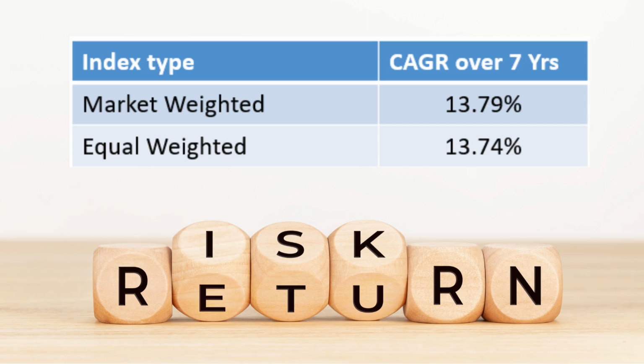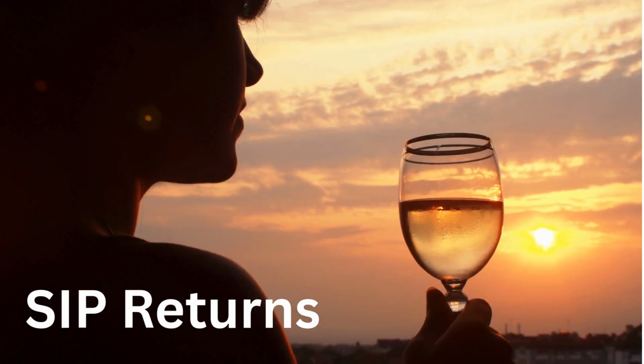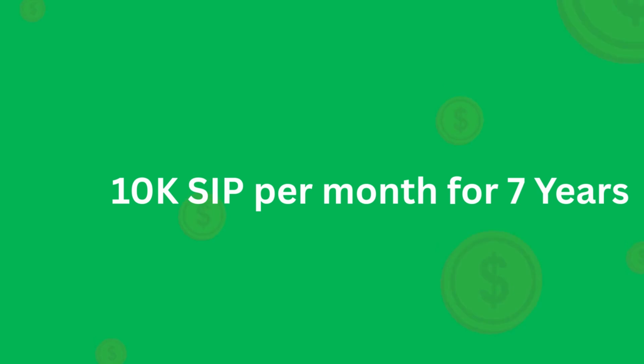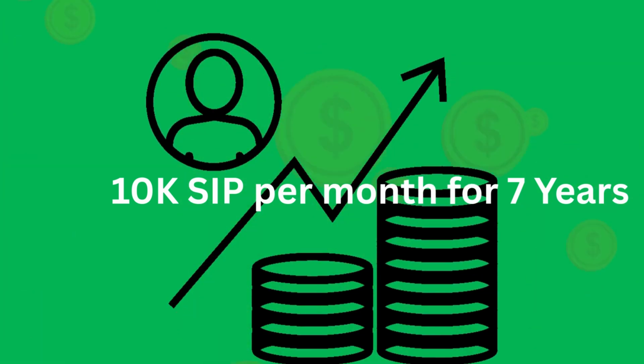The 7-year CAGR or annualized returns of both the funds were the same. Nifty 50 market weighted was 13.79% versus 13.74% for equal weighted. Hardly any difference if you do a one-time investment in each of these funds. But I generally also like to compare the returns from a SIP perspective. Some wonderful insights popped up for a 10K SIP for 7 years. Prepare to be shocked, folks.